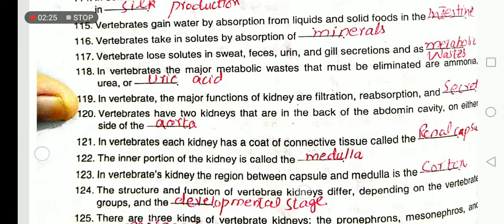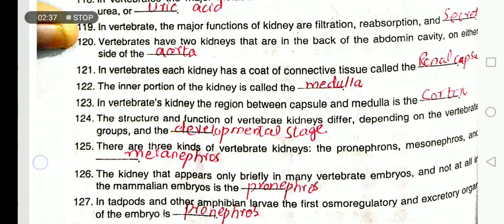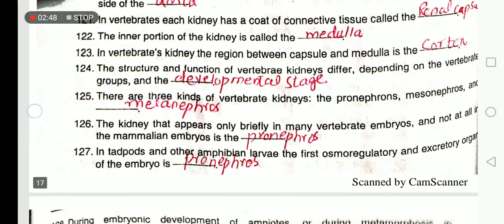The structure and function of the vertebrate kidney differ depending on the vertebrate groups and the developmental stages. There are three kinds of vertebrate kidney: the pronephros, mesonephros, and metanephros. The kidney that appears only briefly in the vertebrate embryo, and not at all in mammalian embryos, is the pronephros.